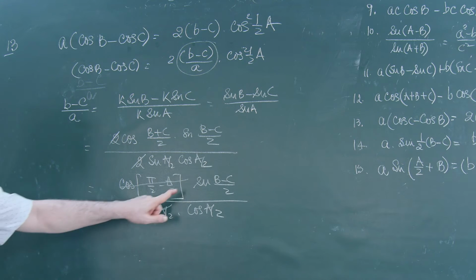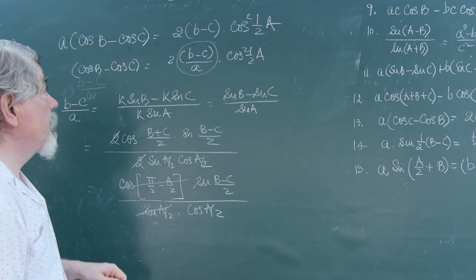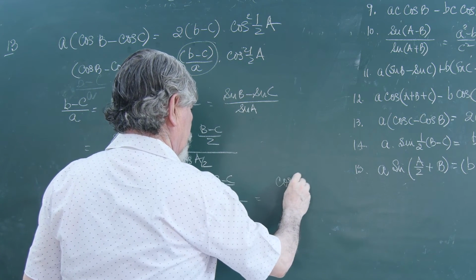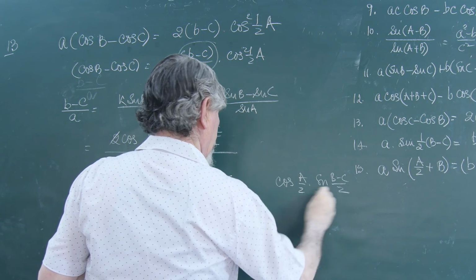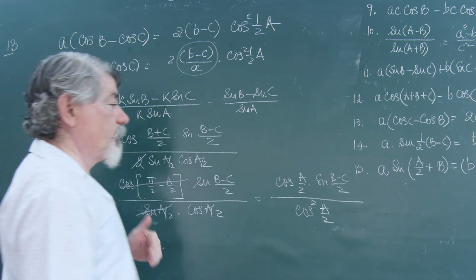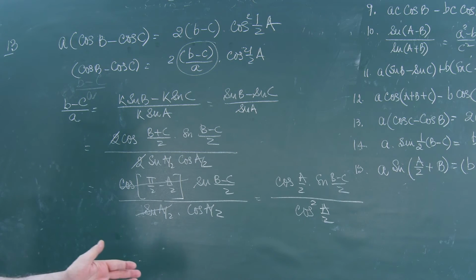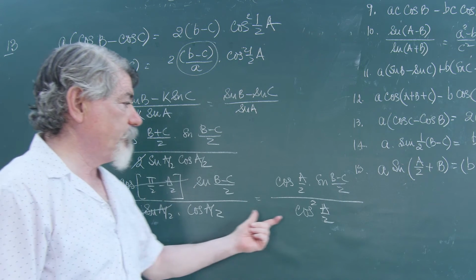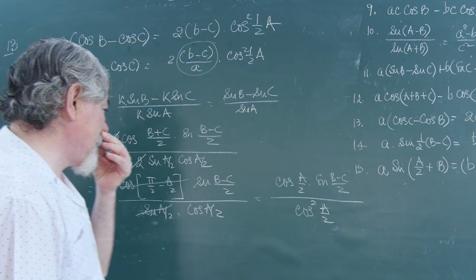What am I left with? Sine (b minus c) by 2 upon cos a by 2. But I need cos square half a. So what I'll do is multiply it with cos a by 2 in the numerator as well as in the denominator. So cos a by 2 into cos a by 2 became cos square a upon 2, and here it became cos a upon 2 into sine (b minus c) upon 2.